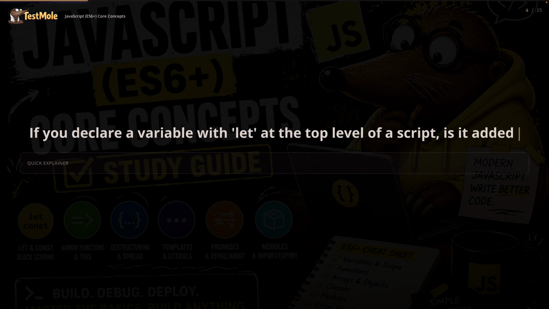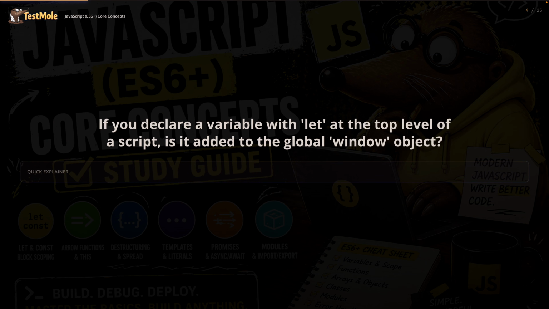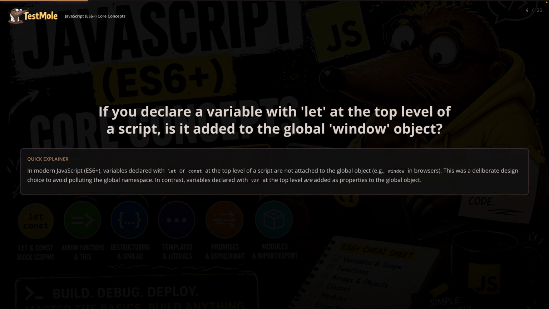If you declare a variable with let at the top level of a script, is it added to the global window object? In modern JavaScript, ES6 Plus, variables declared with let or const at the top level of a script are not attached to the global object, e.g., window in browsers. This was a deliberate design choice to avoid polluting the global namespace. In contrast, variables declared with var at the top level are added as properties to the global object.